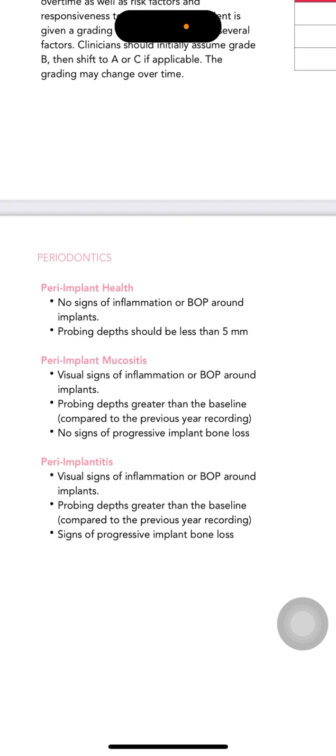Peri-implantitis: visual signs of inflammation or BOP around implants. Probing depths greater than the baseline compared to the previous year's recording. No sign of progressive implant bone loss.